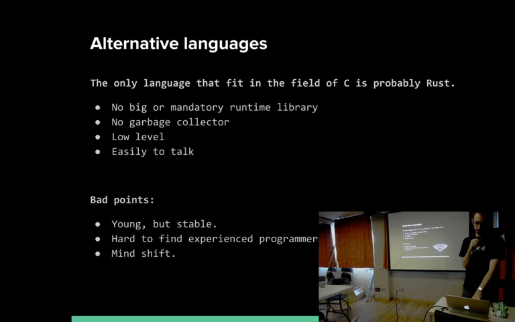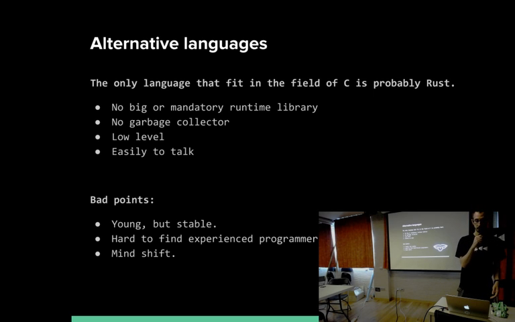So there are some languages like Rust, which is probably the most interesting option right now, but there are also some bad points on this. I mean, Rust doesn't have a big runtime library. There is no garbage collector because the compiler is able to identify the lifetime of all the structures and objects you are allocating. It's a low-level language, and it's an imperative language with some functional capabilities.